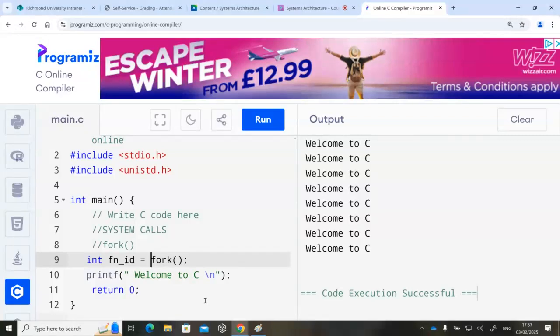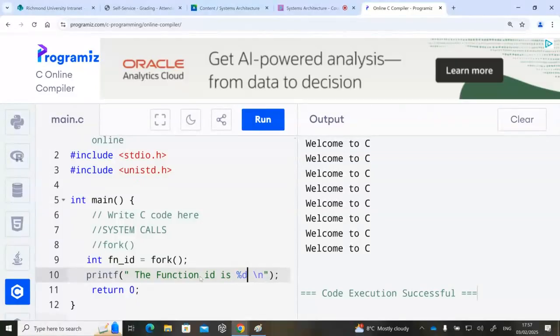So guys, look here. And then in the next line, you print out the function ID. So you say printf "function ID is", what should I say, %d or %f? %d, because we're defining it as an int. And then a comma. What should I put after the comma? fn_id.